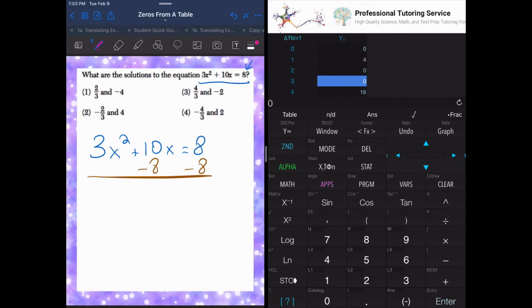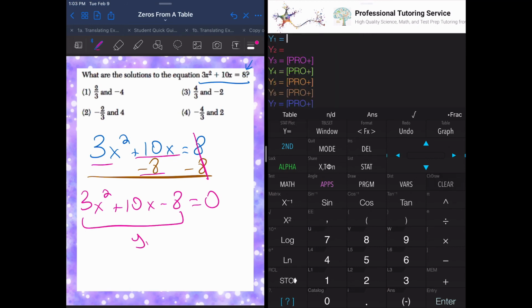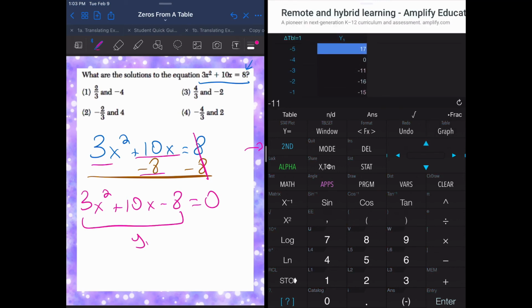Okay, so I bring down 1, 2, 3 terms. 3x squared plus 10x minus 8 equals 8 minus 8 is 0. So this is going to go in the calculator. Y equals, clear that out, 3x squared plus 10x minus 8. Not typing in equals 0 because it's implied. Hit second table, looking for a 0.